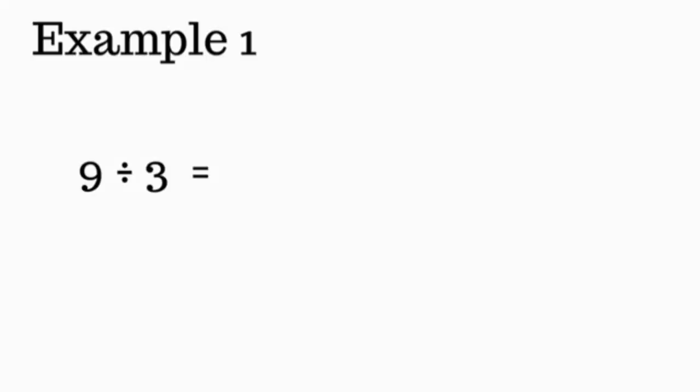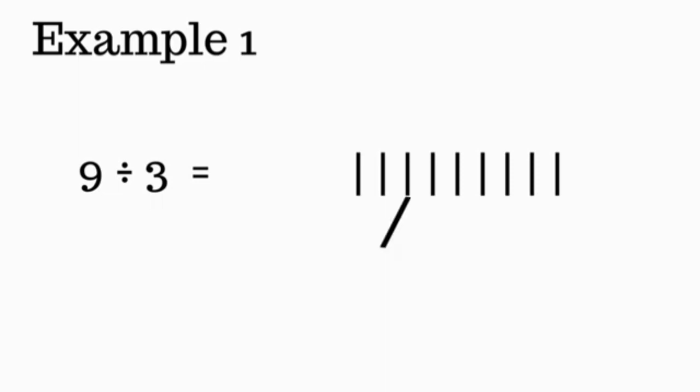Example 1. 9 divided by 3. Since 9 is not a very big number, we can count. So we have 9 strokes here, and we will count out 3's until it is exhausted. So let's go. 1, 2, 3. We drag it down. 1, 2, 3. Okay, so when we count the strokes we have down here, there are 3 in number. So 9 divided by 3 is 3.